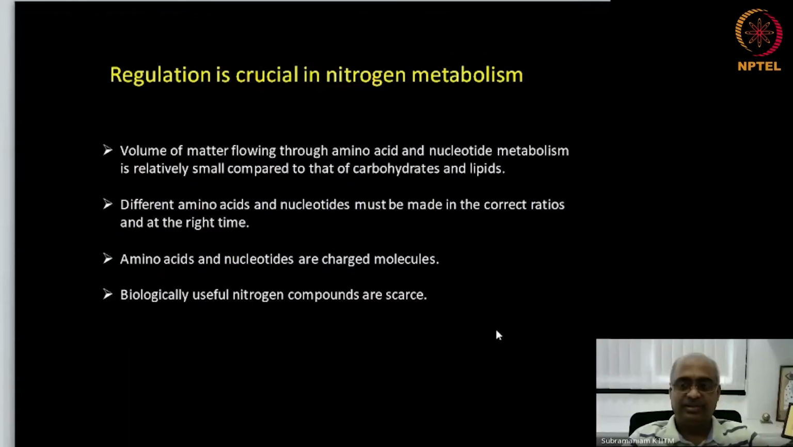Okay, very good. So let us get started. In the last class, we began on nitrogen metabolism, and I was highlighting why nitrogen metabolism is tightly regulated. The reasons are shown in bullet form in this slide, and this is what we discussed in the last class.